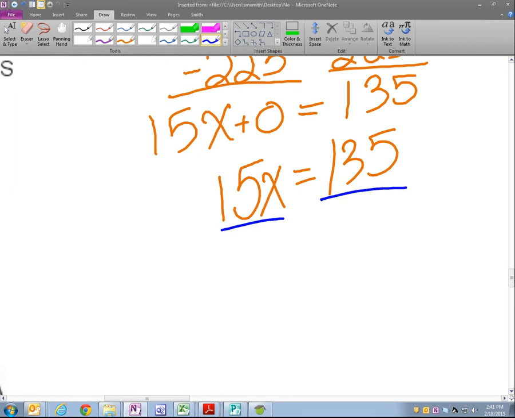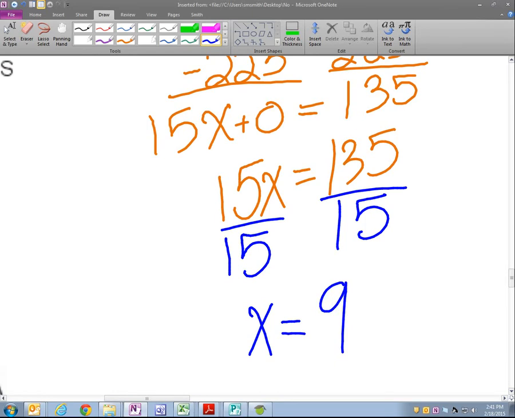So in order to get x by itself, now I have to undo what's being done to x because it's being multiplied by 15. So that means I have to divide by 15 to get it by itself. And 135 off the top of my head is 9. Just kidding. Work it out.